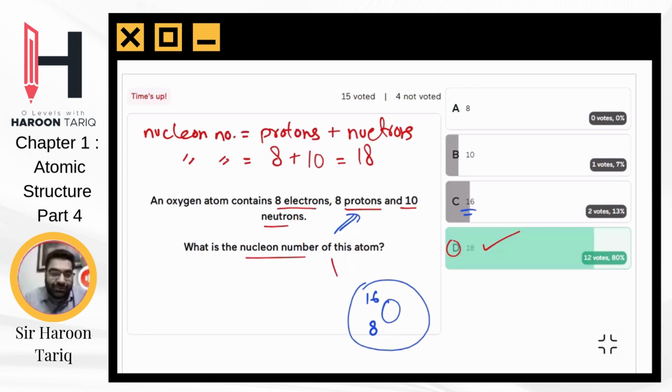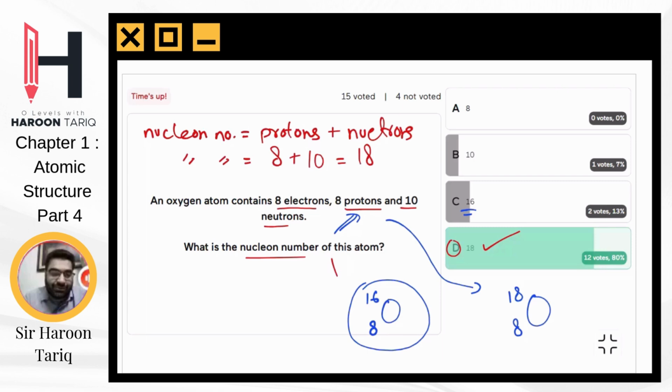Isotopes are atoms of the same element with the same number of protons but different number of neutrons. So this is just an isotope of oxygen, which has 8 here and 18 here. The data given is realistic, but for an isotope, we can have different mass numbers. They have the same protons but a different number of neutrons.